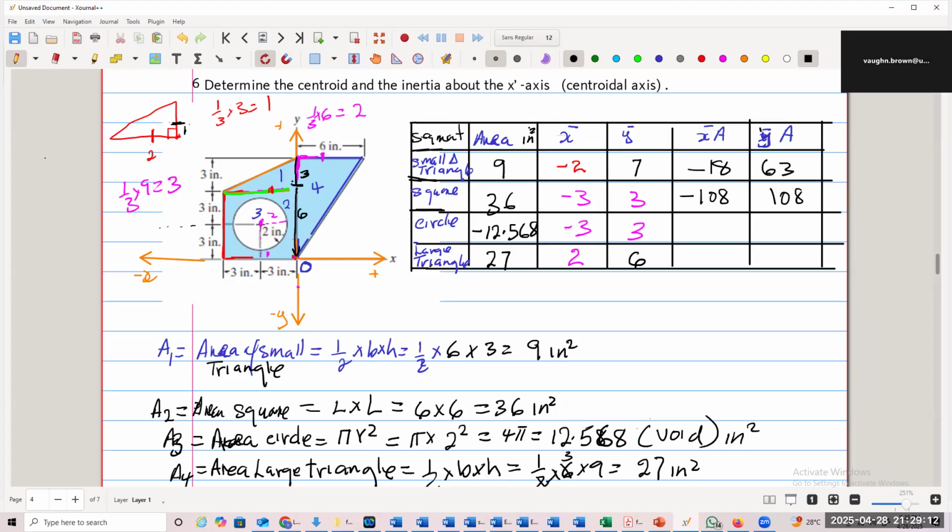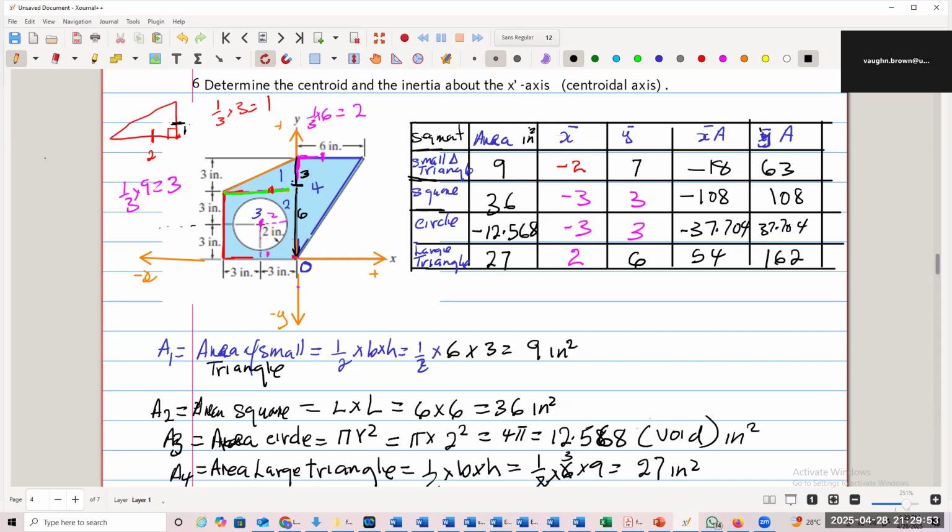All right. The next one now, same thing here. 12.568 times 3 minus 3. So you're going to get minus 37.704. And the other one is going to be positive 37.704. All right. The next one is going to be 27 times 2, so you're going to get 54. And then the other one is going to be 27 times 6, 162.